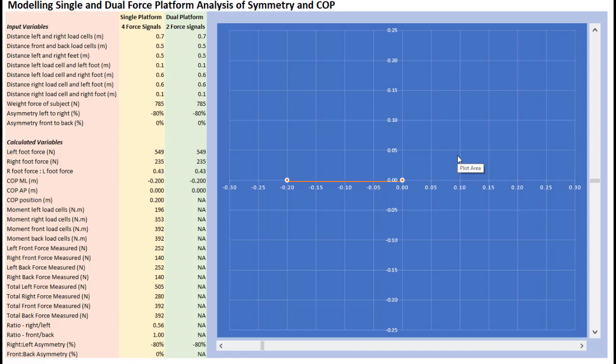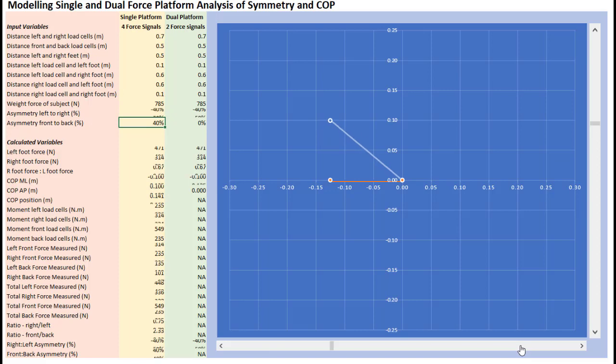So now we'll introduce some asymmetry in the front to back plane, so anterior-posterior. So we'll shift the weight forward here, and we'll take it forward here by 40%. Now, due to only having 2 force signals from the dual plate system, it's unable to resolve any shift in weight force in the anterior-posterior plane. So the asymmetry front to back remains at 0 for the dual plate system, whereas the single plate system can actually register and measure the forward shift of 40% in weight force.